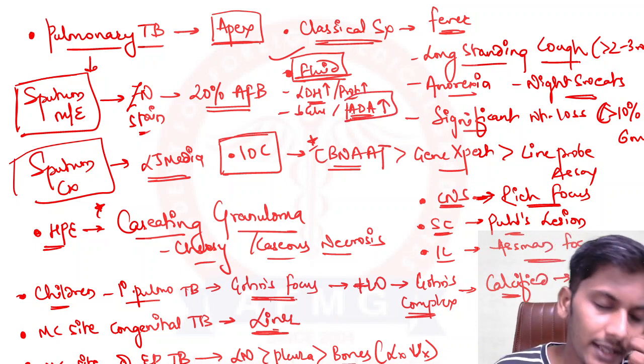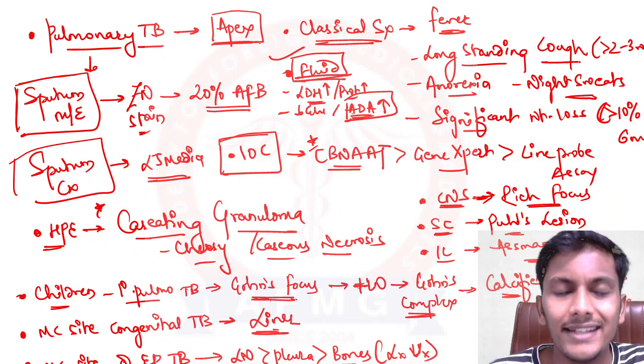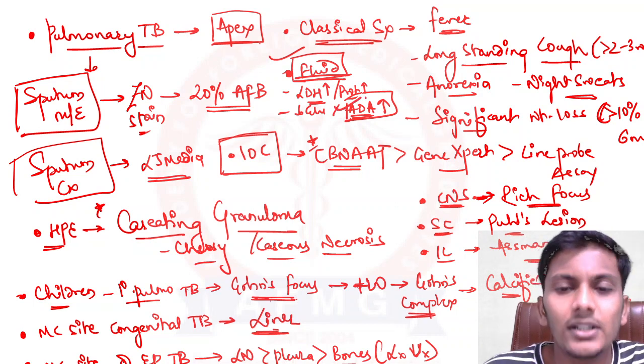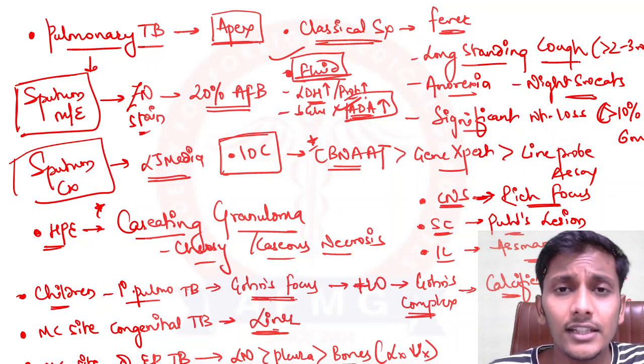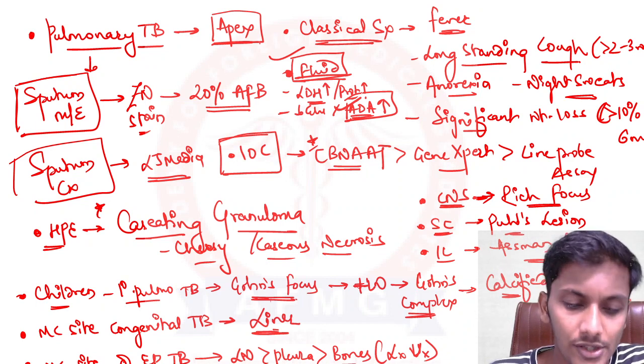Please remember, in any serous fluid, if adenosine deaminase is detected in elevated levels, that is very much suggestive of a tubercular pathology. If any of the serous fluids shows elevated ADA levels, that is very much suggestive of a tubercular etiology. This is very important to remember.